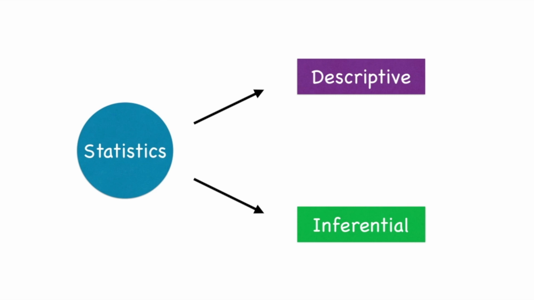Statistics has two broad areas or categories. The first one is called descriptive statistics, and the second one is called inferential statistics.